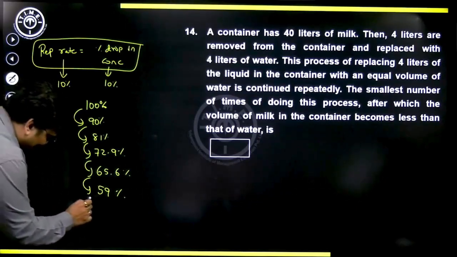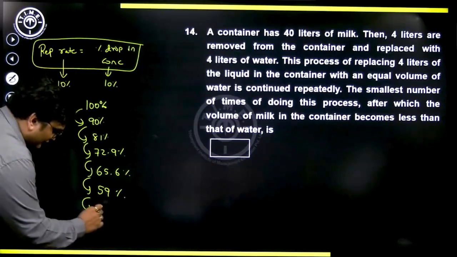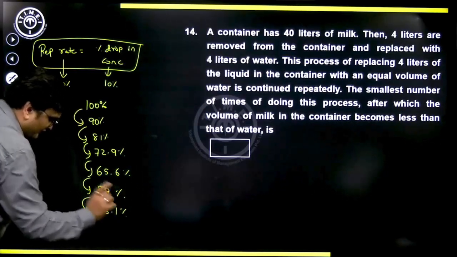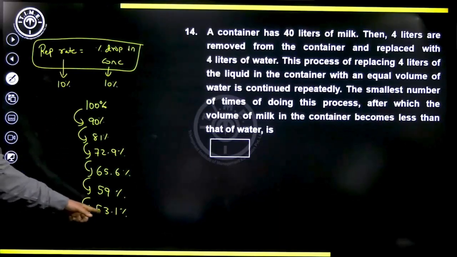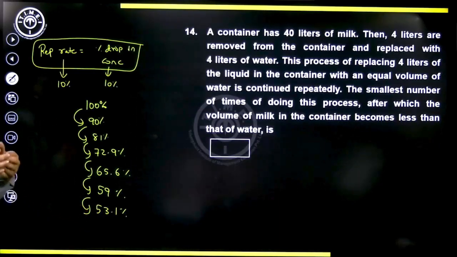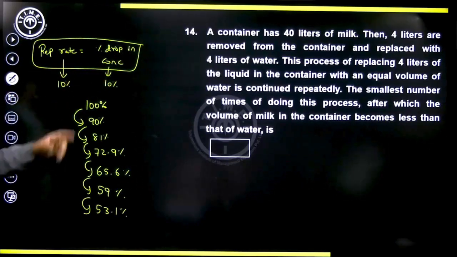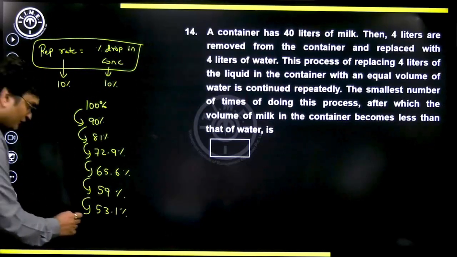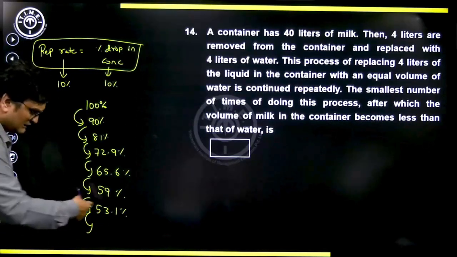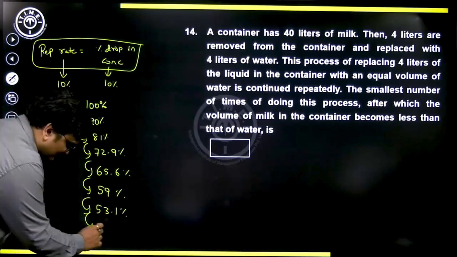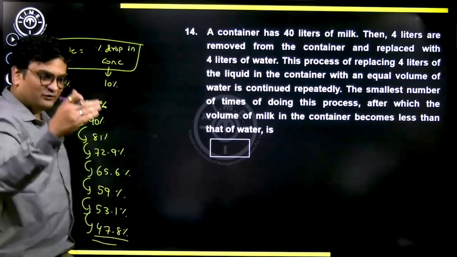You have to go for the sixth time. So what is 10% of this? 5.9, approximately 6. So 53.1%. Still not less than 50. So even after repeating this process 6 times, I see that the concentration of milk is not dropping below 50%, and hence the volume of milk will not be less than the volume of water. So we'll have to go for one more time. What is 10% of this? It is approximately 5.3. So when you drop it by 5.3, we get 47.8, and this is the first time it has gone below 50%.